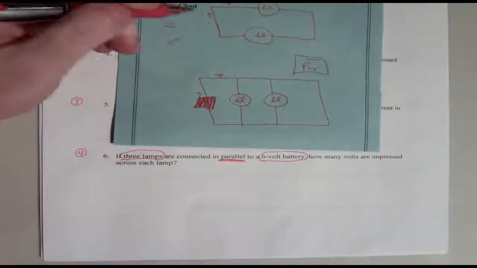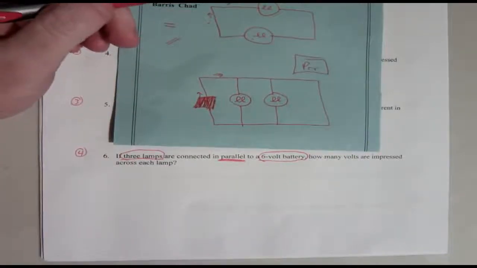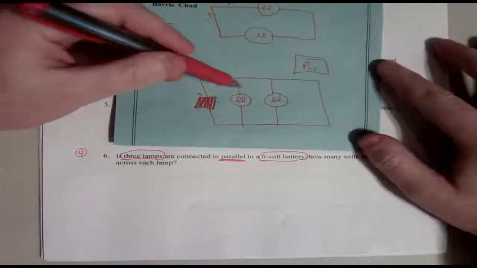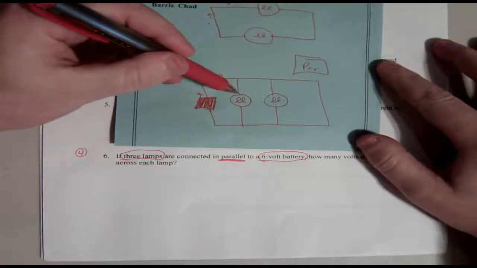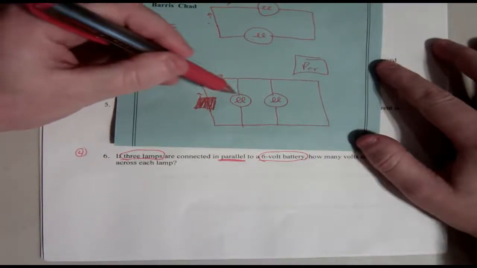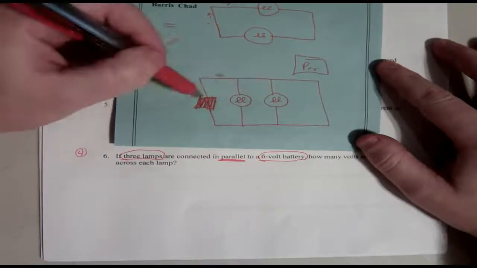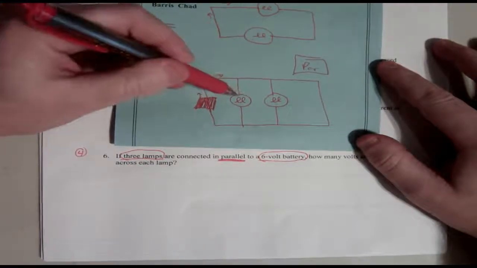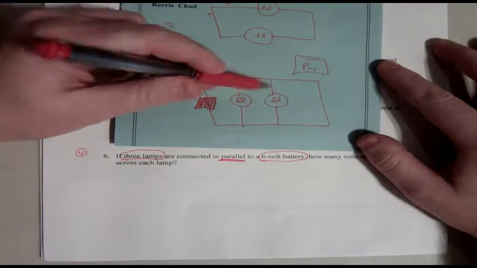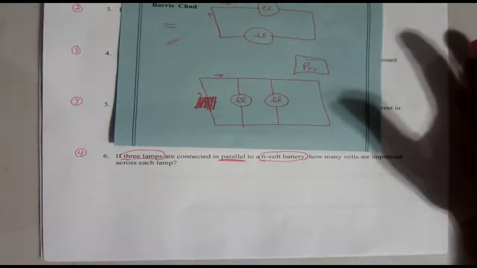Each lamp is independently connected to the battery, which means that if I cut this right here with scissors, this lamp will continue to go. It'll continue to be lit because it's independently connected to this battery. This one will not be because I've cut the line, but this one will continue to be lit. So in that case, each lamp will have 6 volts across it.